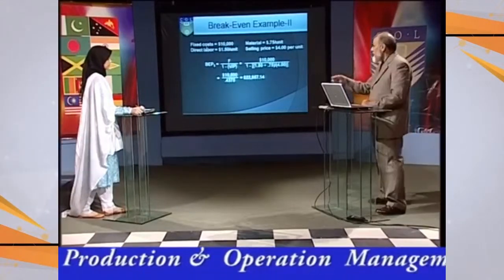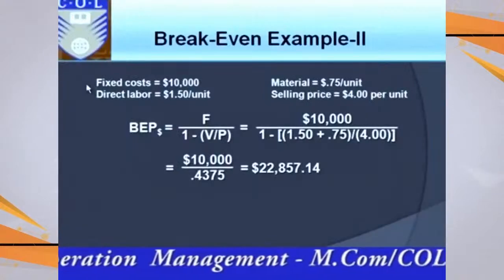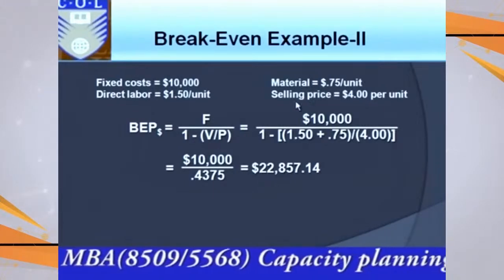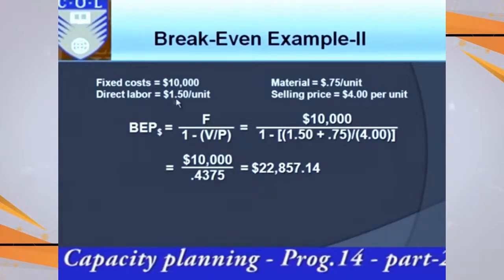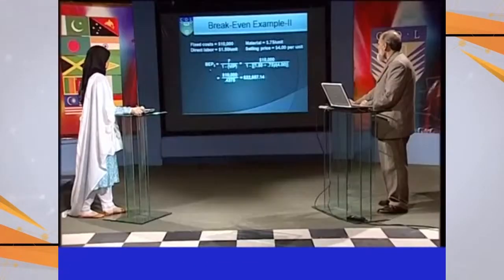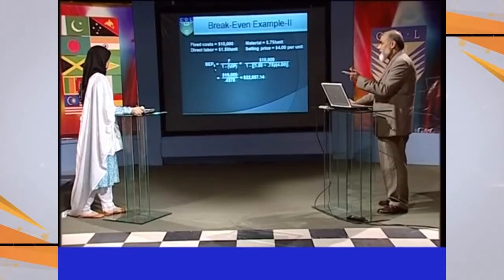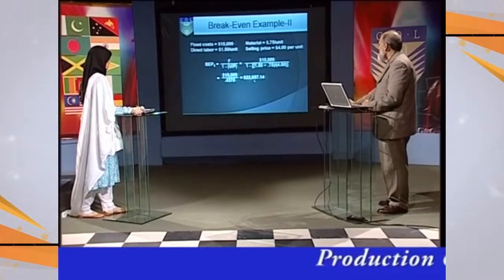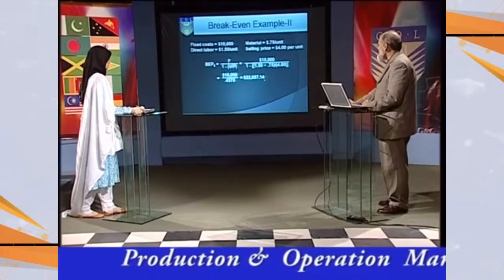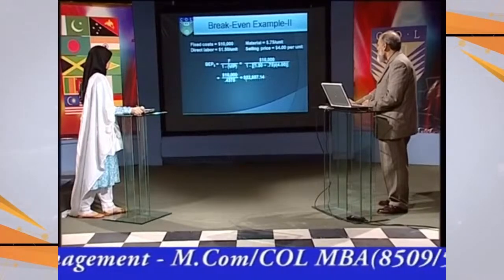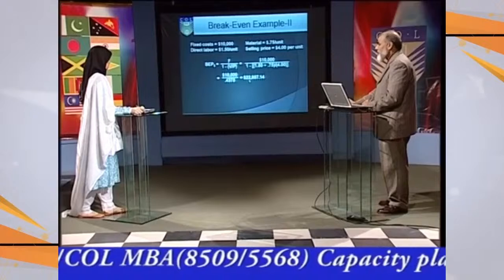I'll explain it with the help of a practical example. If your fixed costs are $10,000, material cost is $0.75 per unit, direct labor is $1.50 per unit, and selling price is $4 per unit, your break-even point in terms of dollars, using the mathematical equation we came up with, by plugging in the values, we come up with 22,857.14. That is, when your sales volume reaches this point in dollars, that is your break-even point.